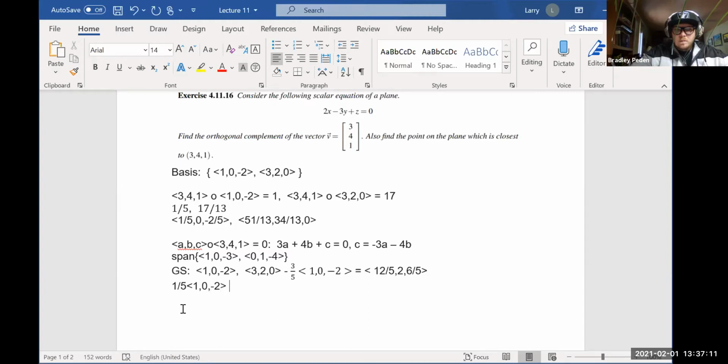And then we're going to go plus. And then we take this mess and dot it with 3, 4, 1. And that's just awful, right? Do y'all agree? But I'm going to say 3, 4, 1 dotted with 12 fifths, comma 2, comma 6 over 5, over the magnitude of 12 fifths, comma 2, comma 6 over 5.